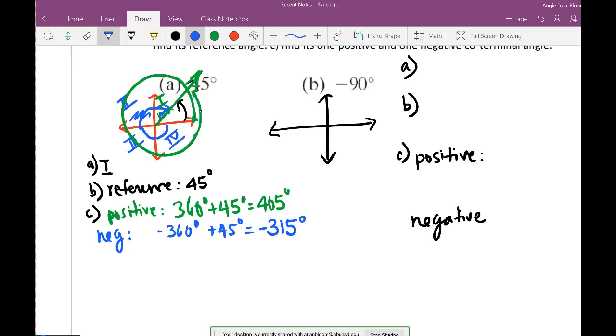So draw it out, guys. Do all of the parts. Draw it out. Answer letter A, answer letter B, answer letter C, positive, negative, coterminal. Yeah, that's what I was saying. And then you said the other words. And then negative would be reference negative. Or no, you can go around twice.